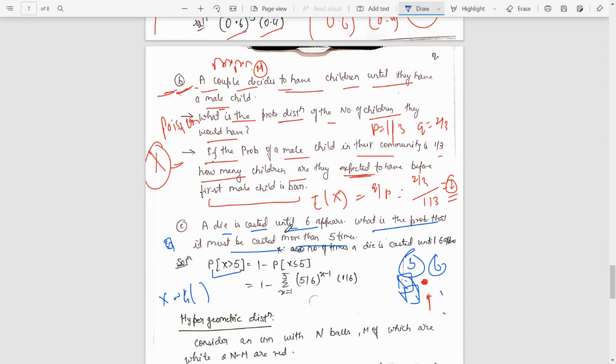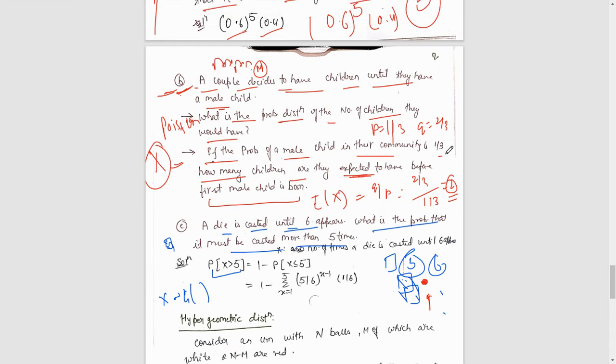Okay, so obviously a simple thing: a die is cast, and what is the probability that it must be cast more than five times? It means you do not get a six in the first five times. You may get a six the sixth time, seventh time, eighth time, ninth time, maybe till infinity. In this case you need to find this particular probability, which you can write as the sum from x equal to 6 to infinity of q to the power x into p.